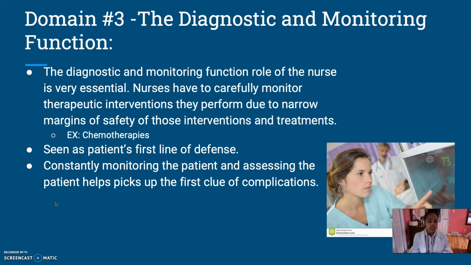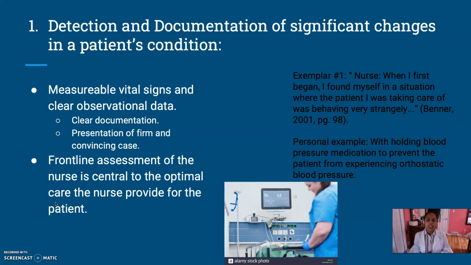It's seen as the patient's first line of defense, and constantly monitoring and assessing the patient helps pick up the first clue of complications. The first competency is detection and documentation of significant changes in the patient's condition. So you have to have measurable vital signs and clear observational data to clearly document them and present them as a firm and convincing case that there are significant changes to the patient's condition. It's a frontline assessment of the nurse, which is central to the optimal care the nurse provides for the patient.